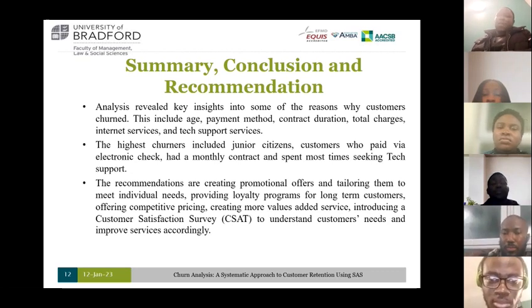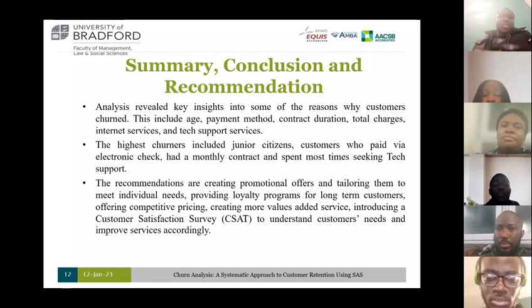Furthermore, we found that the highest churners were junior citizens, those are the younger ones, and customers who paid via electronic check as well. Customers who had the monthly contract, that is those that paid monthly, also were among the highest churners, and those who spend most time seeking tech support were also among the highest churners.